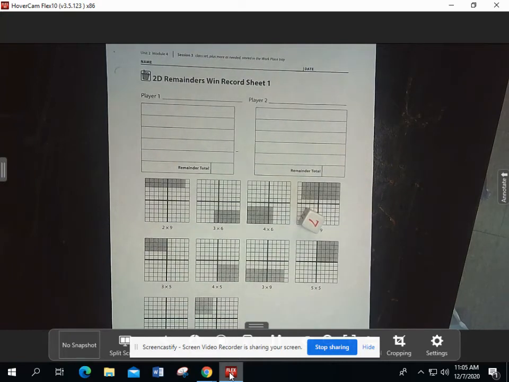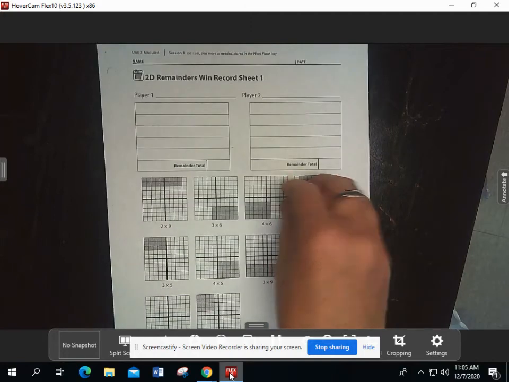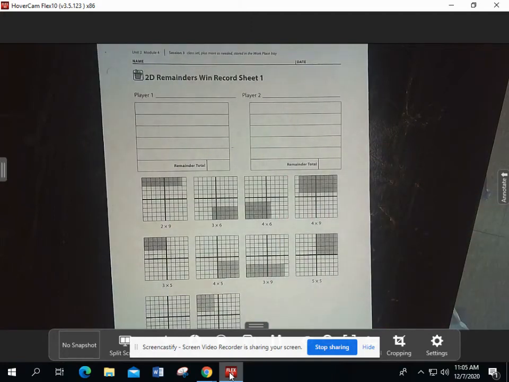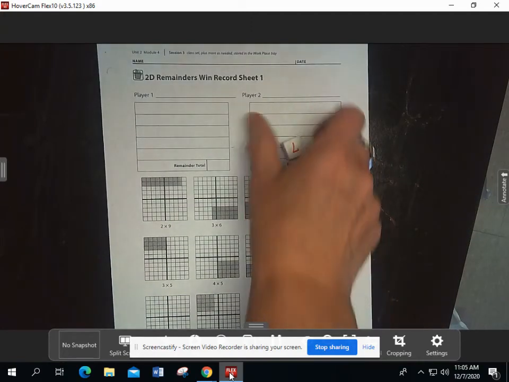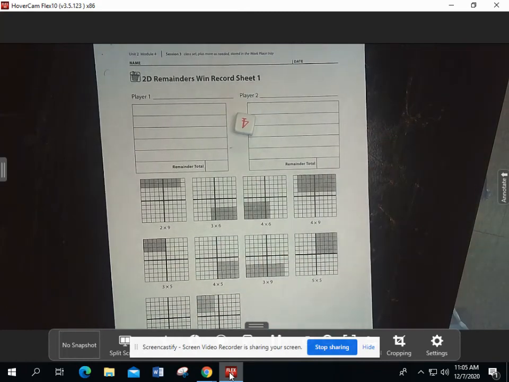So the red dice is for determining who goes first. The highest dice goes first. For example, I rolled a 7. And let's see, Carter, is he in here? Carter rolled a 4, so I get to go first.